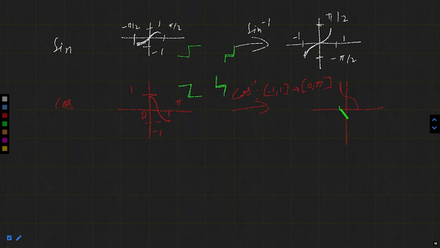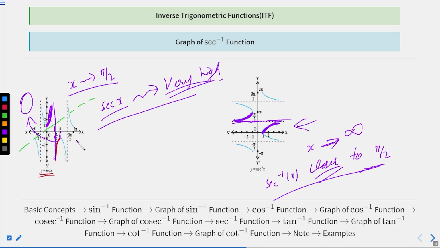Okay, and this is from where to where? Minus 1 to 1. And this point, if you recall, is pi by 2, and this will be pi. Okay, now what about the sec? Now sec x. We just did the sec x function. So let's just recall sec x quickly. This was our sec x. What we did, we took this part, and then we mirror-imaged it with respect to y equals x. What will we be getting? This part.